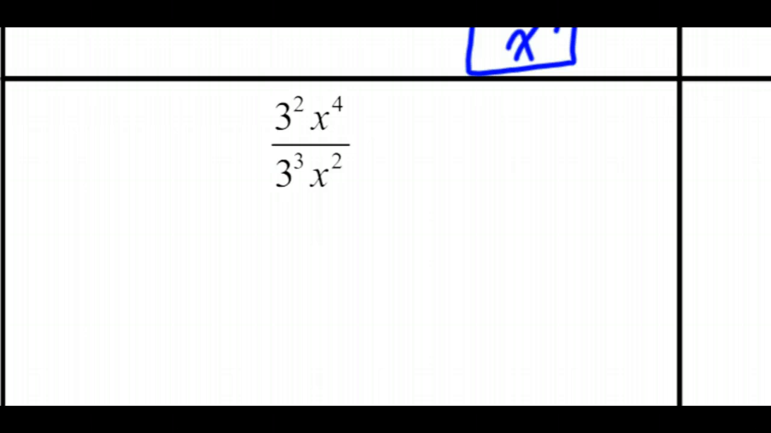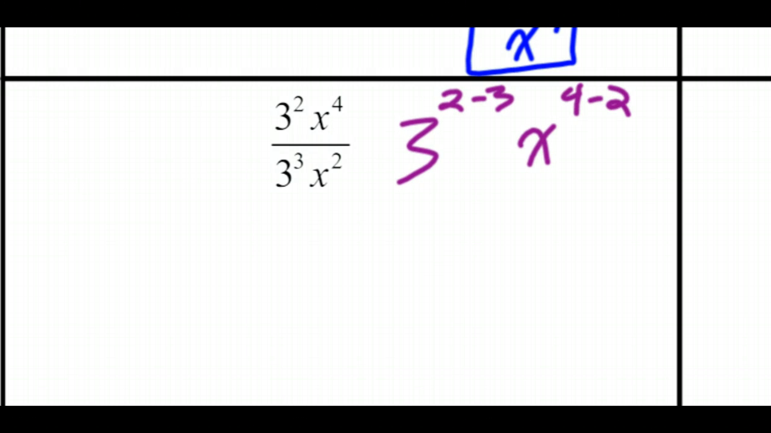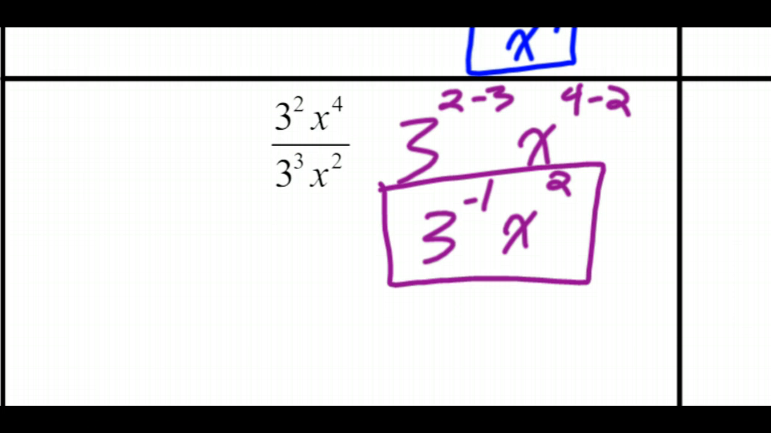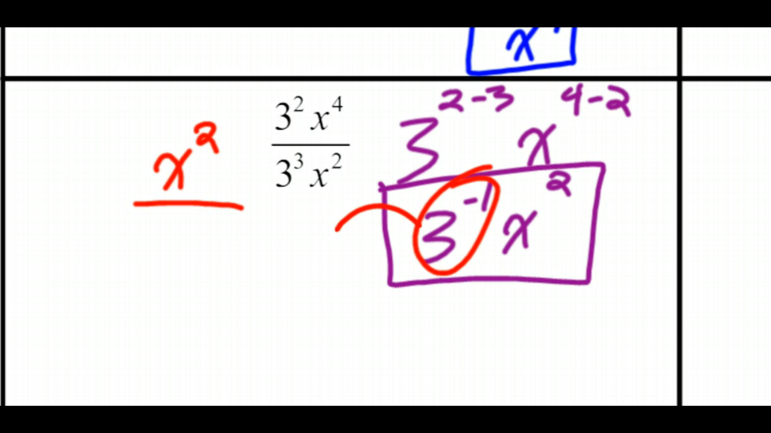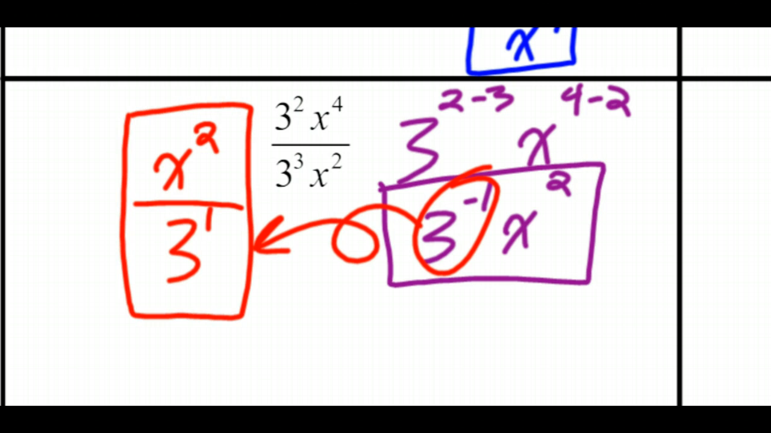For number 3, 3 squared x to the fourth over 3 cubed x squared, we end up with 3 to the 2 minus 3 times x to the 4 minus 2. That is 3 to the negative first times x squared. Now this, as it is, presents an interesting challenge because we have one power that has a negative exponent and one power that has a positive exponent, which means that our x squared is going to stay right where it is in the numerator of the fraction, and the 3, just the 3, is going to flip into the denominator. X squared over 3, or over 3 to the first.